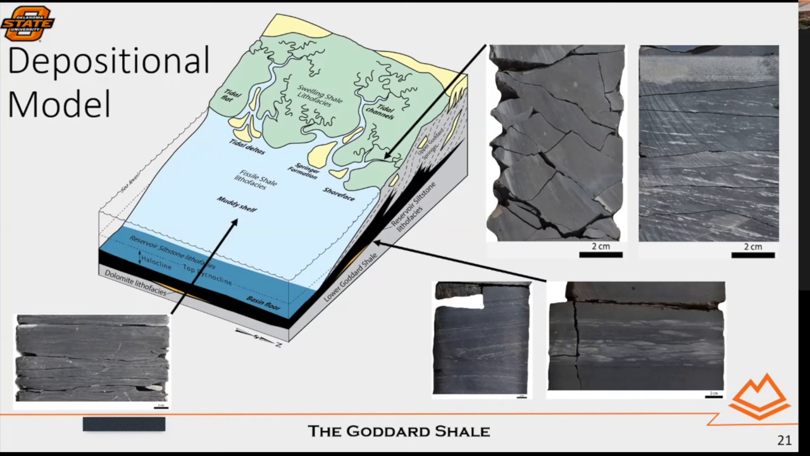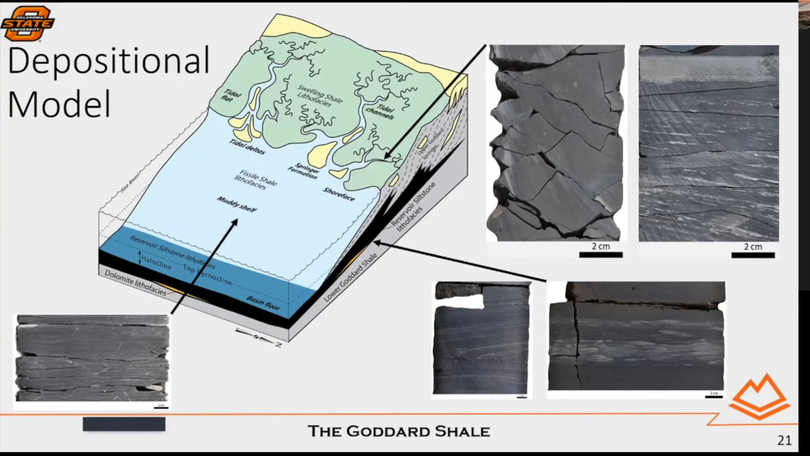The core photo just to the right of that is a pinstripe bedding, and that's very indicative of tidal environments. So those two really complement each other in supporting the shoreline. And also in the depositional model, I have the Springer sands being transported into the Anadarko, bringing sediment from the highlands.